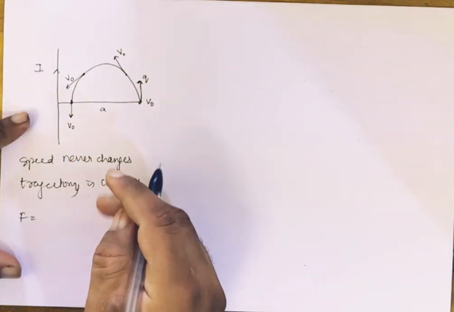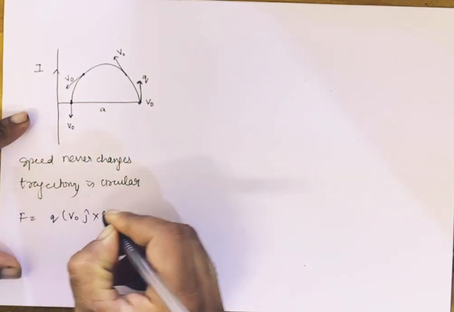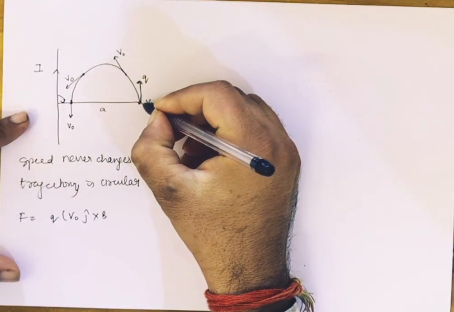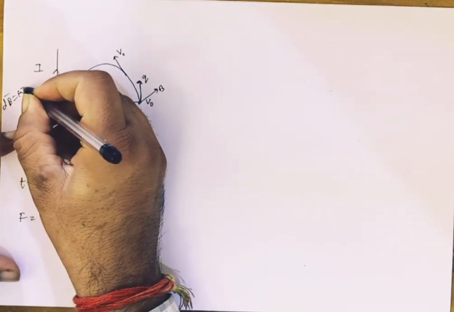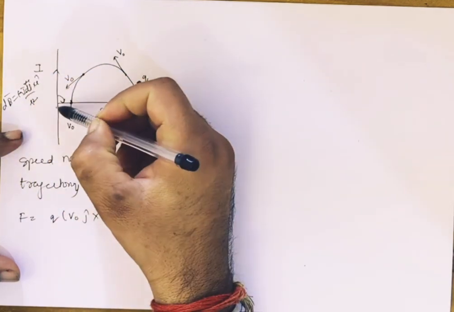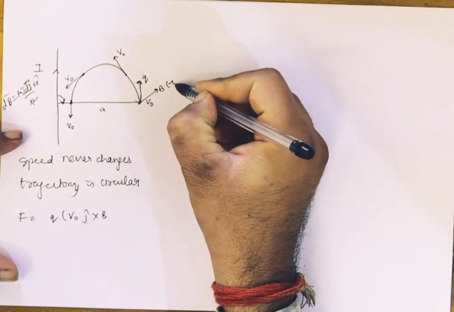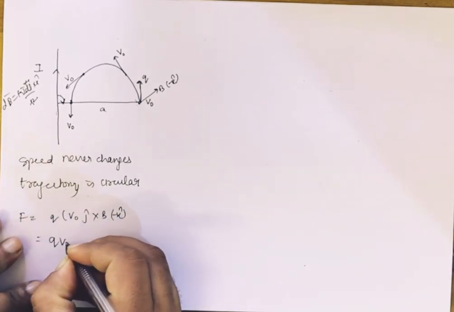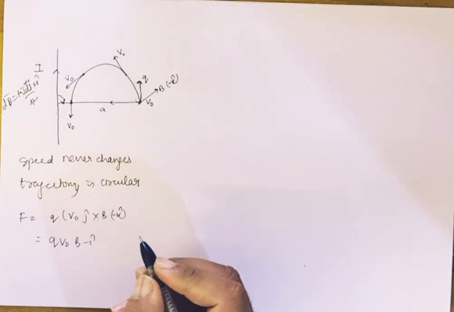We can also find out using the formula q v0 j cap cross B. Using the Biot-Savart law, you can find the magnetic field: dB equals k I dl cross r cap by r square. I dl cross r means current cross position vector, which is clockwise. Clockwise means inside the plane of paper, minus k cap. So I'm taking minus k cap. q v0 B, j cross k is i, so the force is along i. That's why the particle is moving towards the wire in the x direction. It is getting attracted.